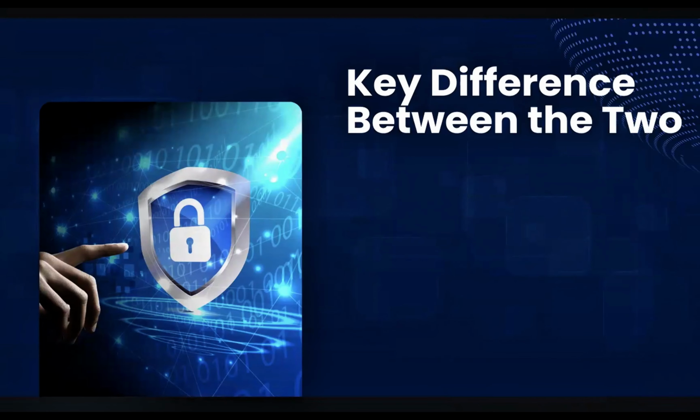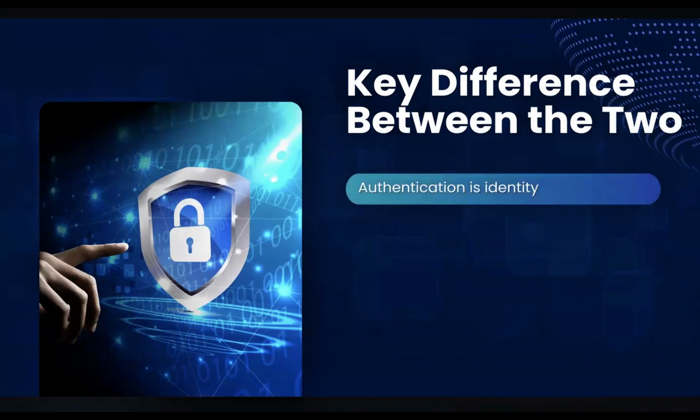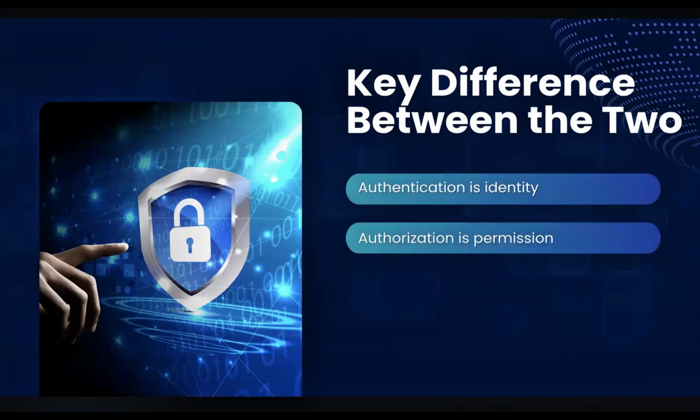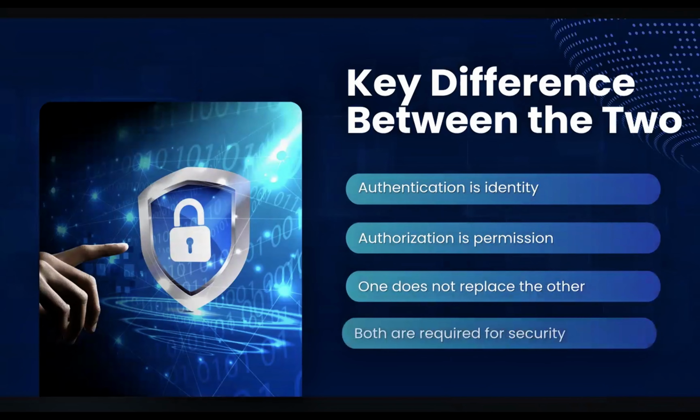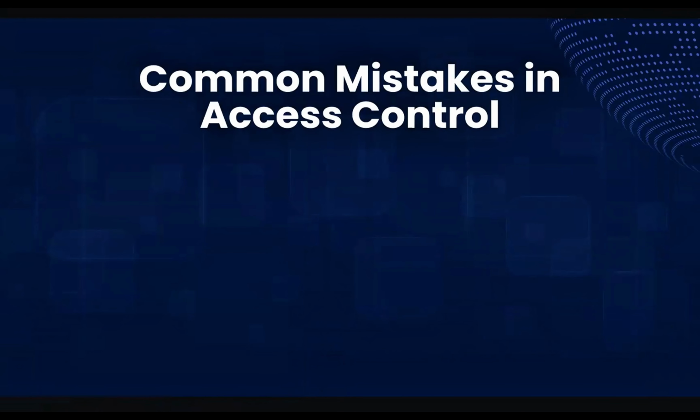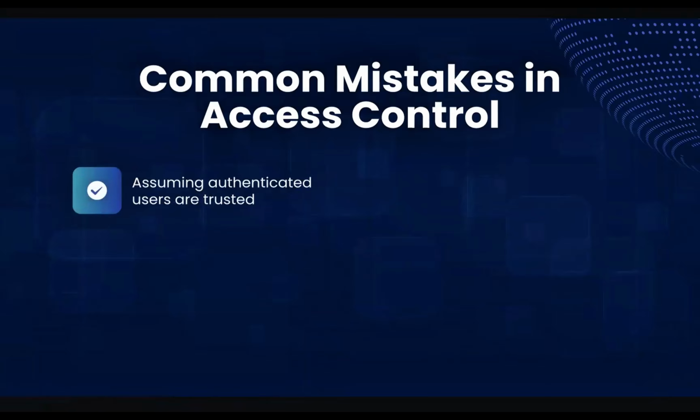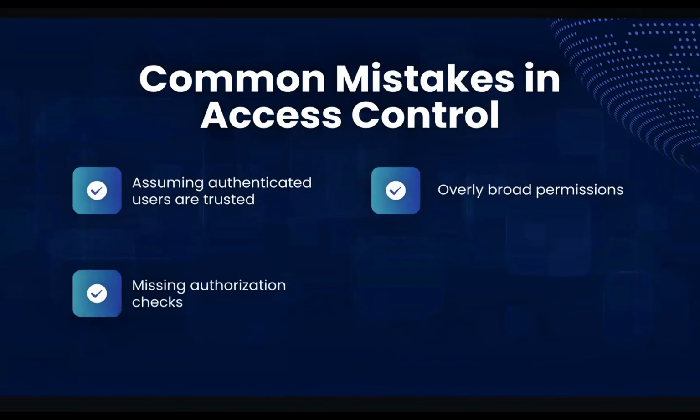So what are the key differences between the two? Authentication is about identity, while authorization is about permission. One does not replace the other. So both are required for proper security. What are the common mistakes we make in access control? Many systems fail due to basic design errors. So we shouldn't assume authenticated users are fully trusted. This is a mistake and we must not make it. We also must not grant overly broad permissions. We must not miss authorization checks, and we must not rely on front-end controls. These are some mistakes some people make, and some of these mistakes have led to different breaches.